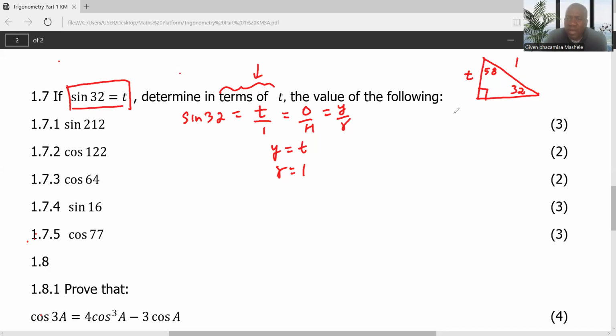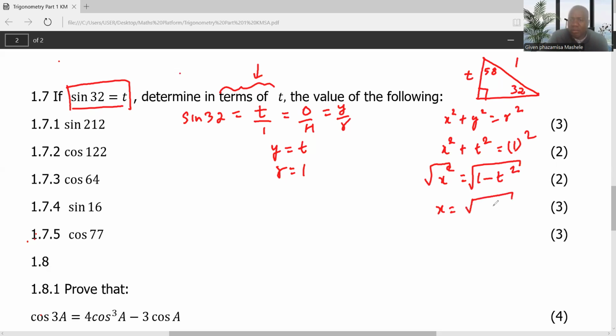So we're going to say x squared plus y squared is equal to r squared. We do not know x, but y is t, and r is 1. So this becomes x squared equals 1 minus t squared. Then we apply the root sign, but here we do not have to apply plus and minus. So x will be the root of 1 minus t squared. And guys, you have to leave your expression like this. Some learners say root 1 and root t squared is then the same as 1 minus t, it's wrong. Can't do that.